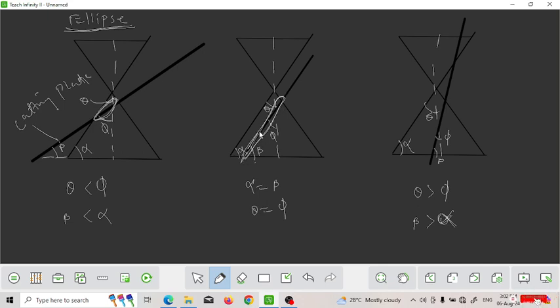After cutting you can find this curve. Okay, and this curve, where alpha is equal to beta and theta is equal to phi, the curve obtained is a parabola.